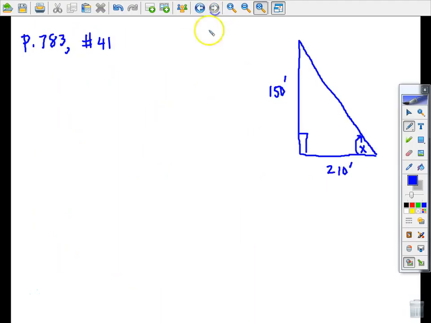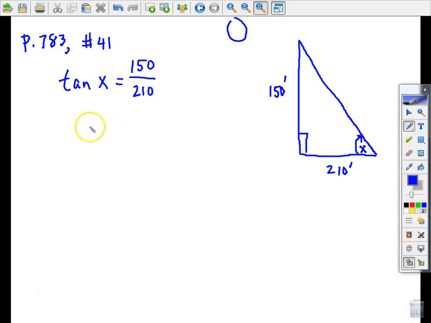And so let's take a look at another one. This is number 41. Okay, we have this, I went ahead and just drew a rough sketch. We have this 150-foot pole that's casting a shadow. So obviously, the way my right triangle is situated, the sun is shining over here, casting a shadow 210 feet long.